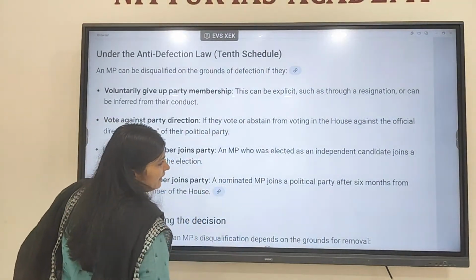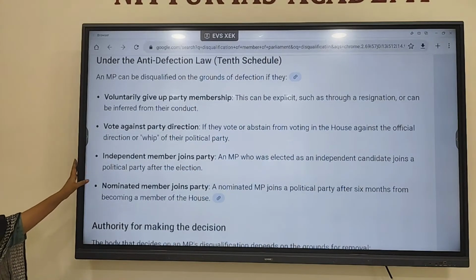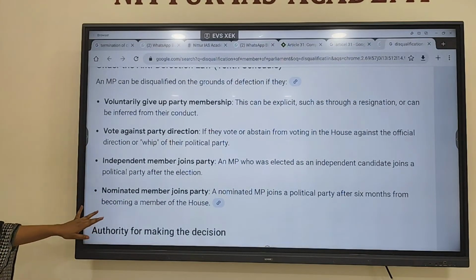A nominated MP joins a political party after 6 months from becoming a member of the House. All these 12 nominated members, if they are nominated, this is the time. Within 6 months, you can join as an MP of any political party. After 6 months, you are not eligible for joining any political party. If so, then you will be disqualified. Is there any doubt in this? No doubts.